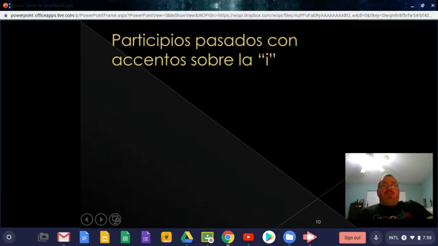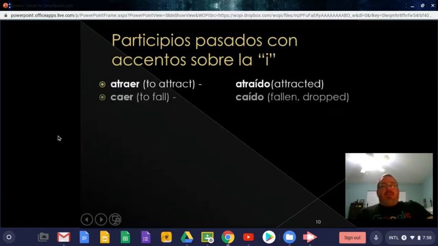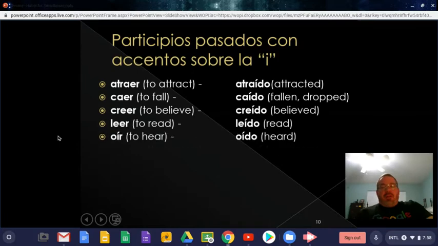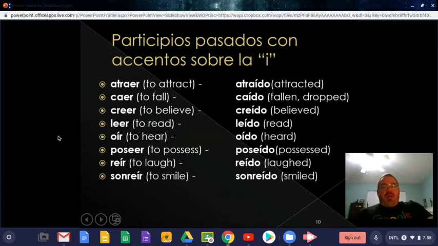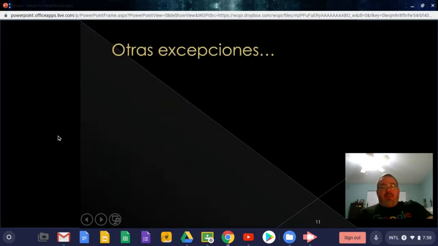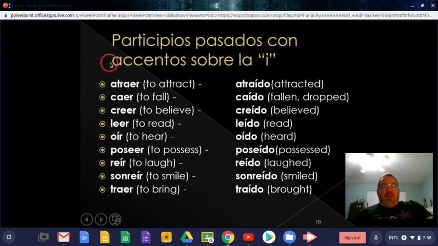Now, there's only one other thing you need to remember, and that is that this list of verbs, what we're going to do with these is we're just going to say that, whoopsie, went too far. We're just going to say that they do take on the ido form, all of them. It's not a special spelling, except that each one of these needs an accent mark on the I. So atraer, to attract, turns into atraído, like you would think it would, but there's an accent mark. Caer, caído, accent mark.